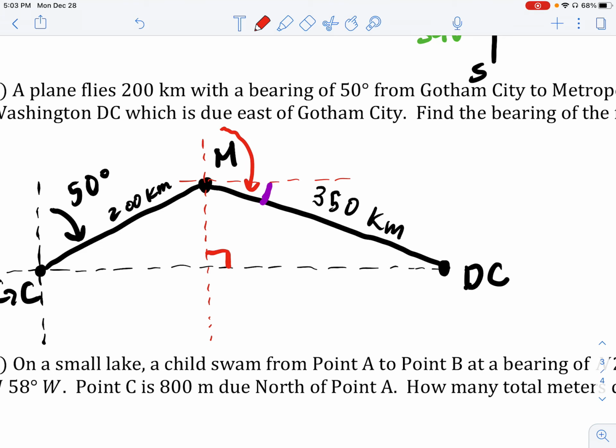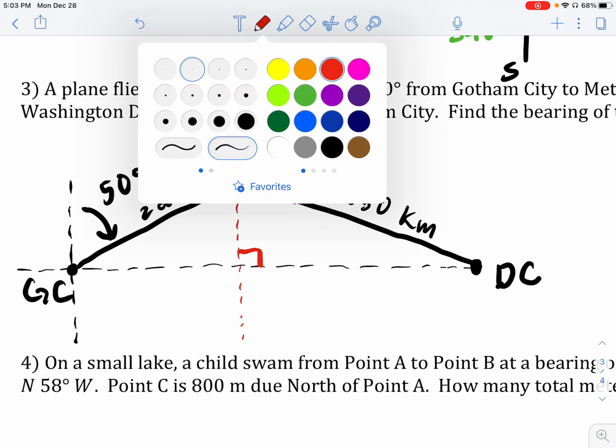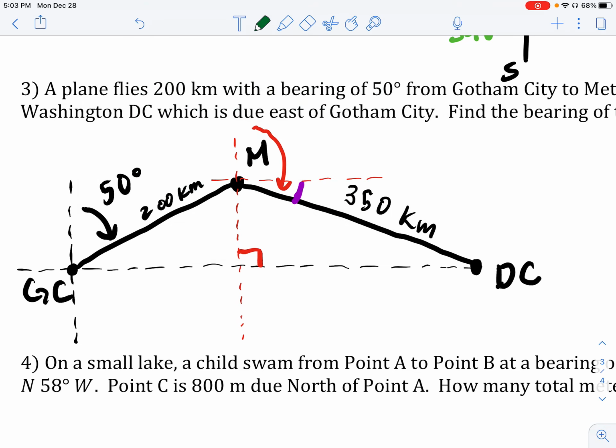So to determine the missing angles, we're going to use some basic geometric properties here. And we're going to start back with this given information. Why do you think that I gave you the bearing from Gotham City to Metropolis? That has to play a role here, and it absolutely does. We can say a couple things. We can say, all right, well, if that angle is 50 degrees, we know that the complement of this angle here has to be 40 degrees.